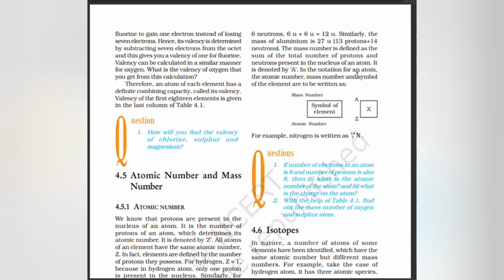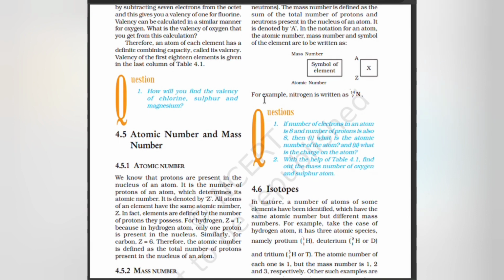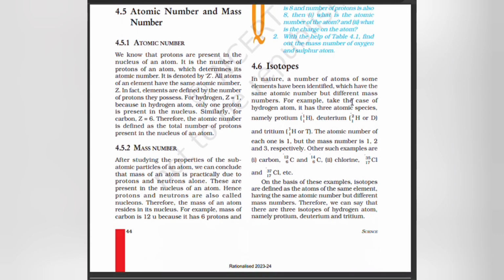In the notation of an atom, the atomic number, mass number and symbol of the element have to be written as mass number, symbol of element, atomic number, that is, A Z X. For example, nitrogen is written as 14 N 7. Isotopes.